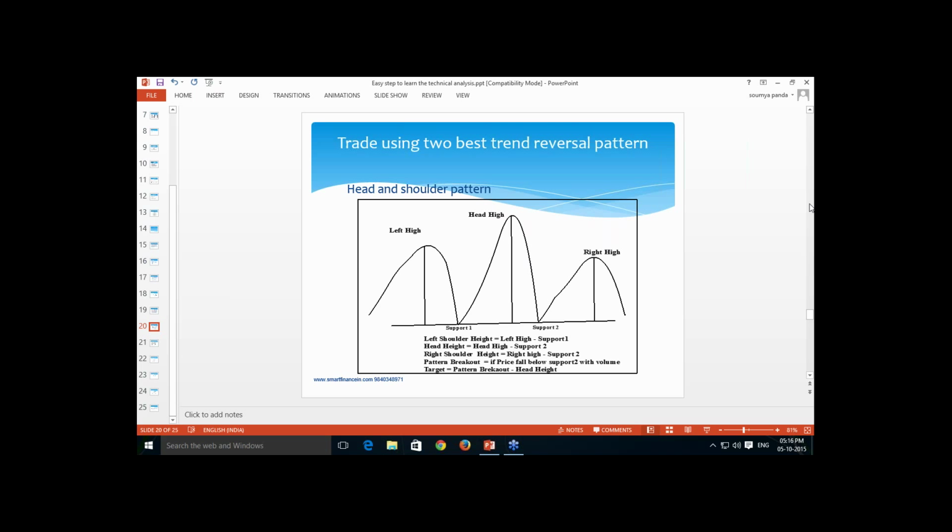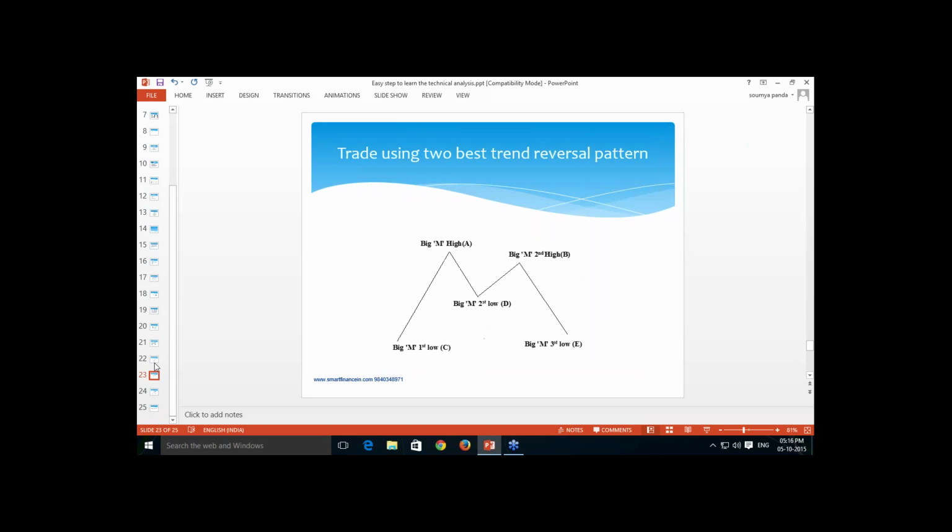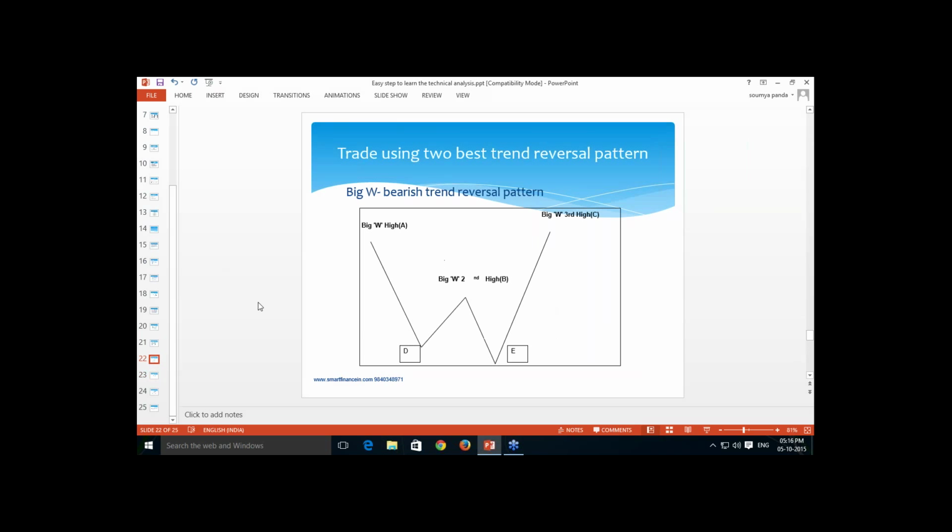Similarly, besides the very frequent head and shoulder, inverted head and shoulder is another pattern. And the very frequent patterns which work on intraday as trend reversal patterns are big M and big W pattern. There are many, and out of those 35, these are some of them. With a simple web search itself, you can get to know which 35 patterns are available.